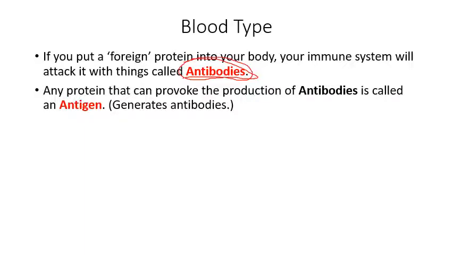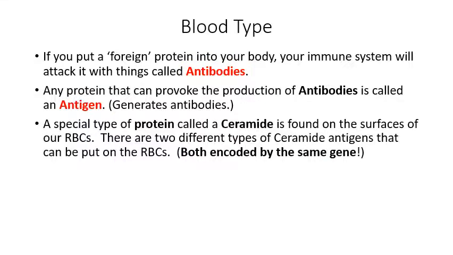Any foreign protein in your body that provokes the formation of antibodies is referred to as an antigen. That word will be more important when we discuss the immune system, but for now, if you have antigens on your red blood cells, and then you transplant your red blood cells into somebody else who doesn't have that antigen on their red blood cells, their immune system will destroy them because it perceives them as an invader.